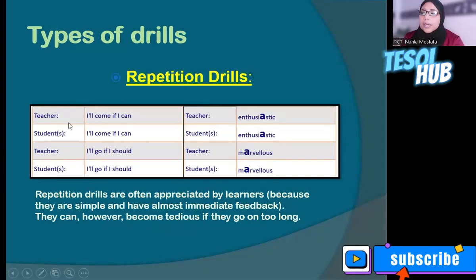So like you see here, I'll come if I can. The student will repeat the same sentence. I'll go if I should. Student will repeat the same one. Enthusiastic. So here we have the stress. So they repeat the stress. Marvelous. So they repeat on the stress.